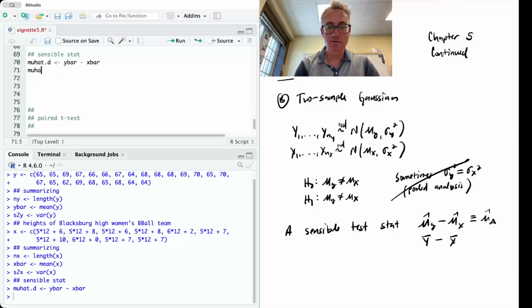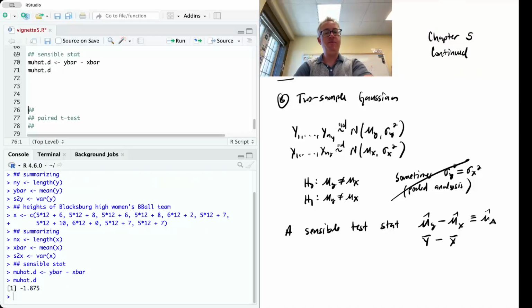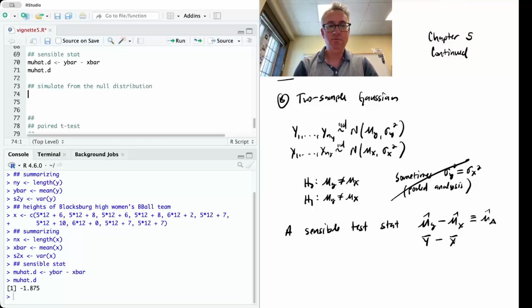And if the null hypothesis is true, this number should be close to 0. How can we tell? We can do a simulation. Okay, so I'm going to do the usual scaffolding for a simulation.